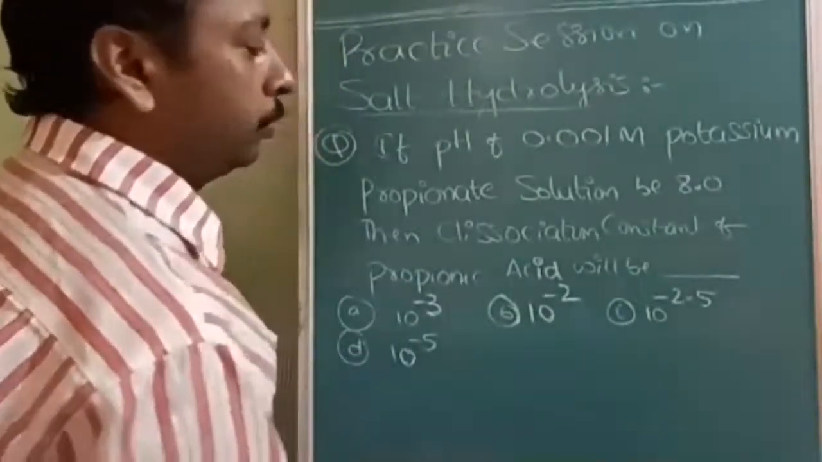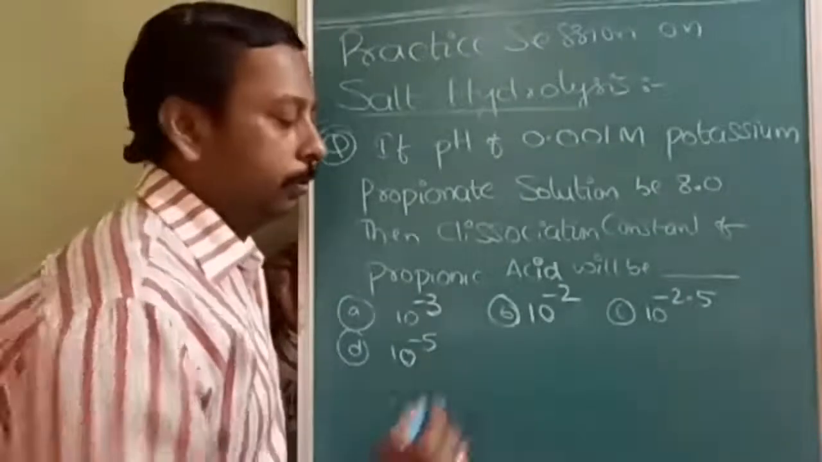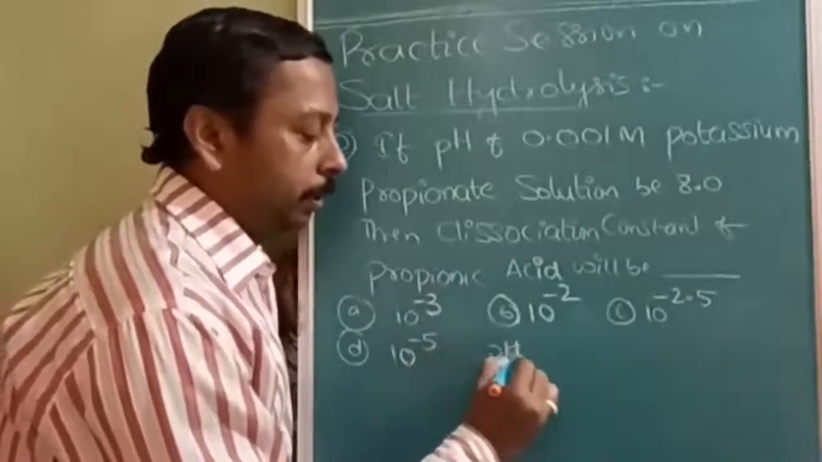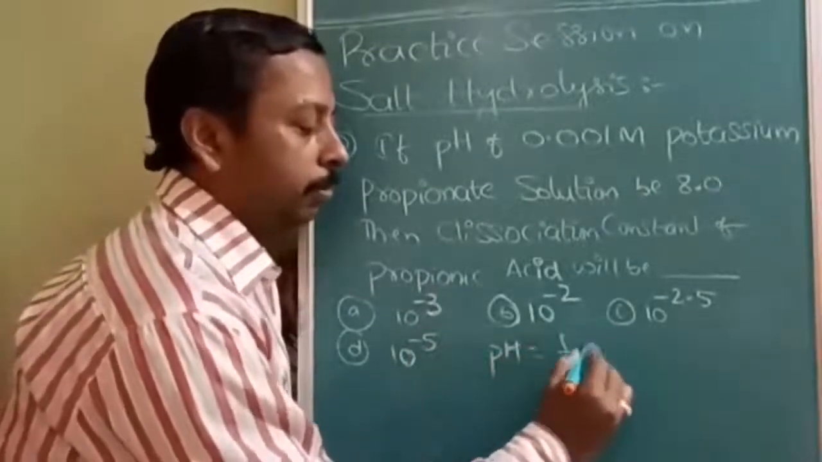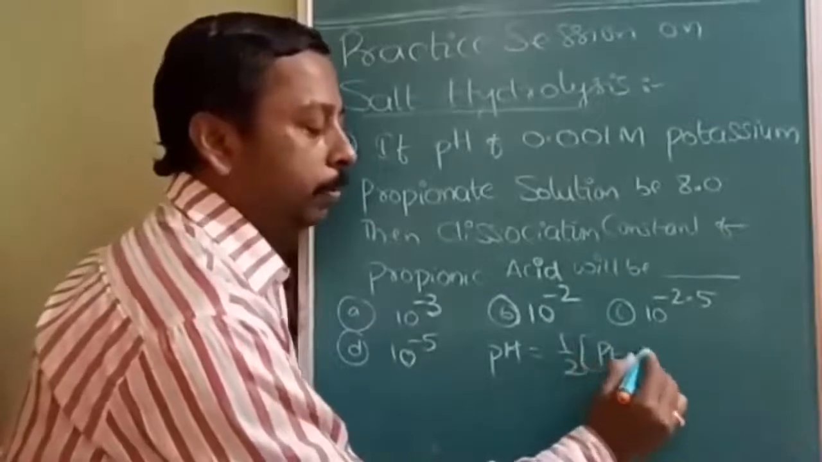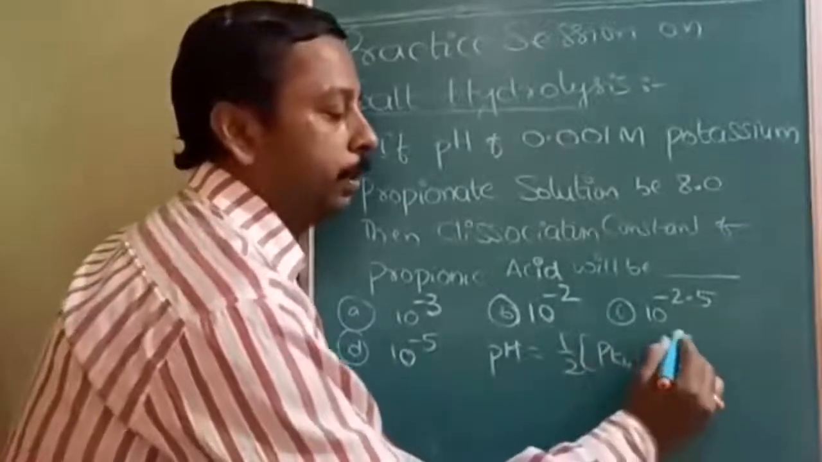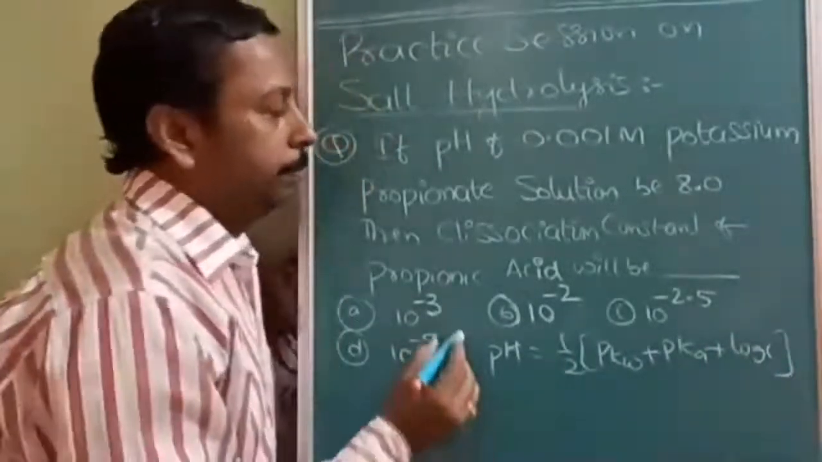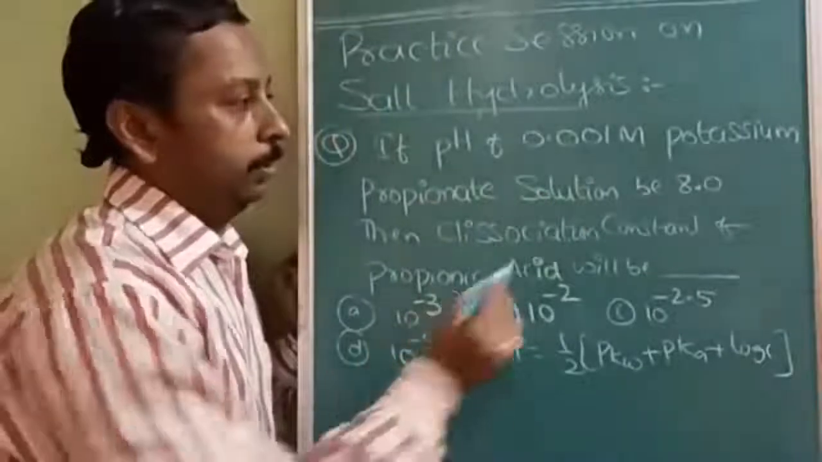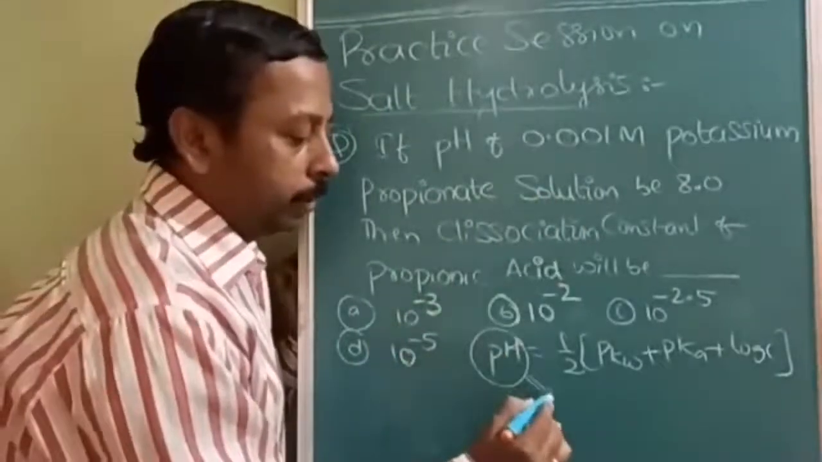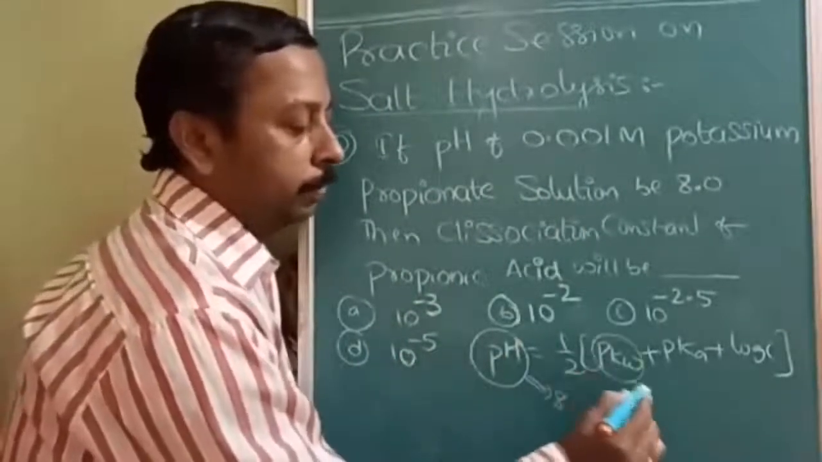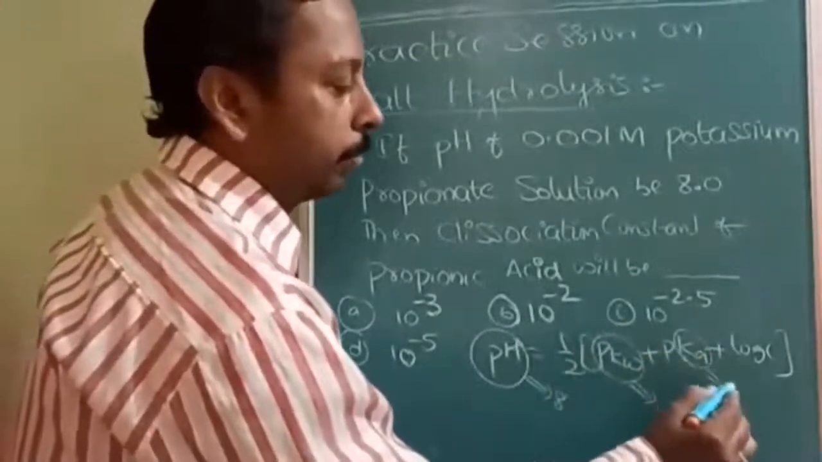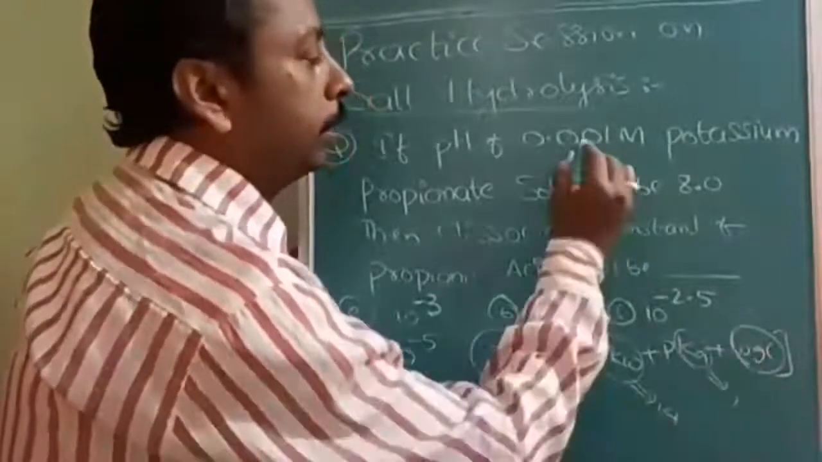Okay. You will use what? Formula accordingly. So what is the formula for a weak acid? pKa is there. So pH is equal to 1/2 into pKw plus pKa plus log C. Understood? See, pH is already given, where it is given 8. So in this place you will substitute 8. In this place you will substitute 14. Okay? And Ka is question mark. And log C is 10 to the power of minus 3.